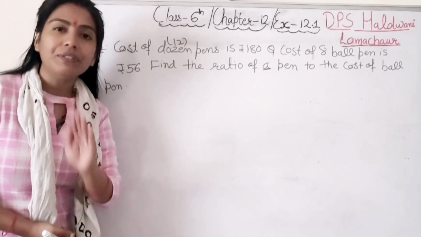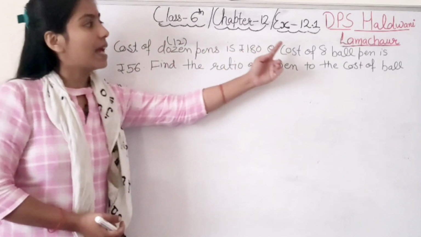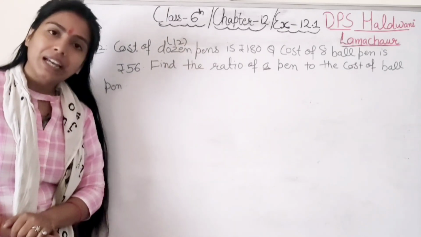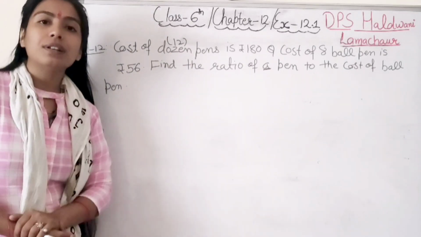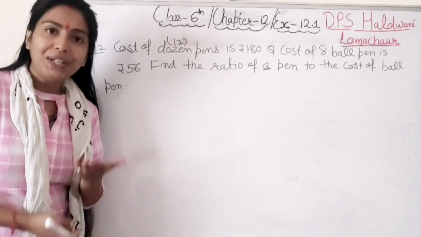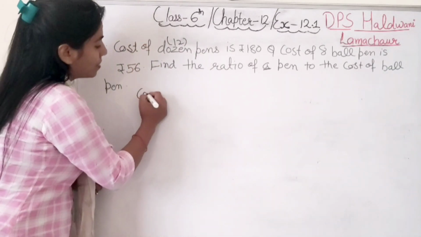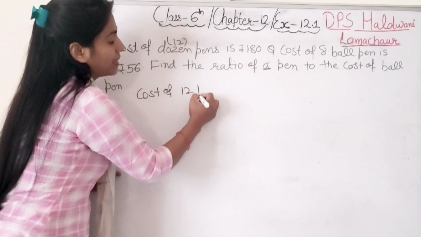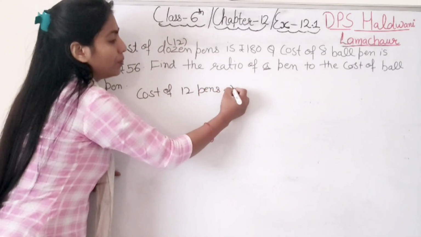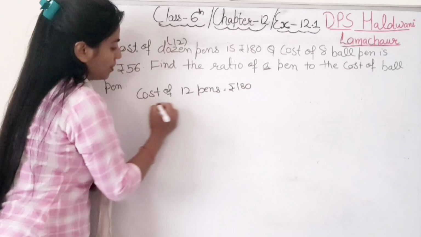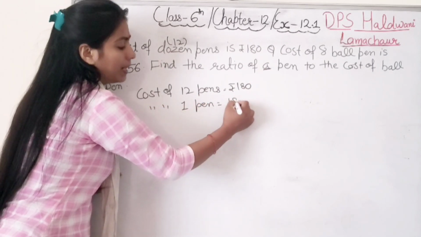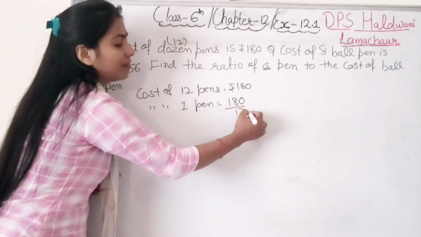But here we have given the cost of 12 pens and the cost of 8 ball pens. You know we have done in fractions how to take out one thing's cost by dividing only. See, the cost of a dozen pens, which means 12 pens, is equal to rupees 180. So the cost of one pen will be 180 upon 12.